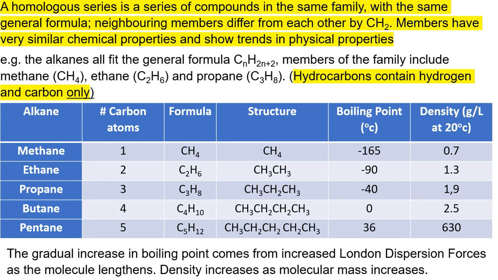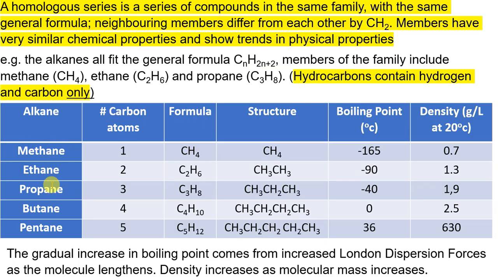Now, very important. A homologous series is a series of compounds in the same family. They have the same general formula. Beneath, not highlighted, I've explained. The alkanes all fit the general formula CnH2n+2. Let's pause with that.